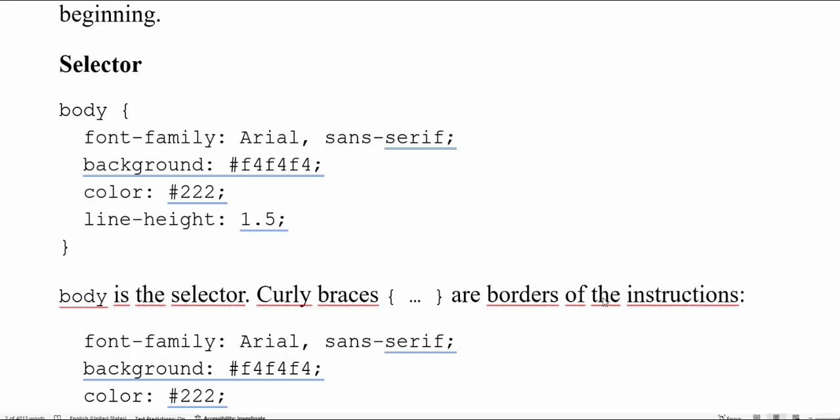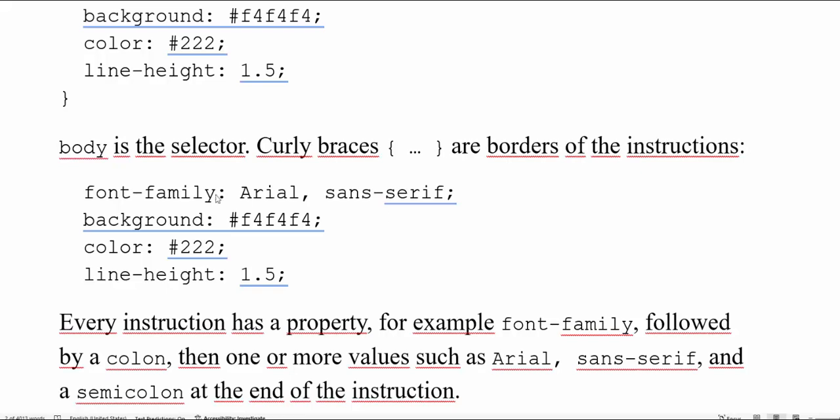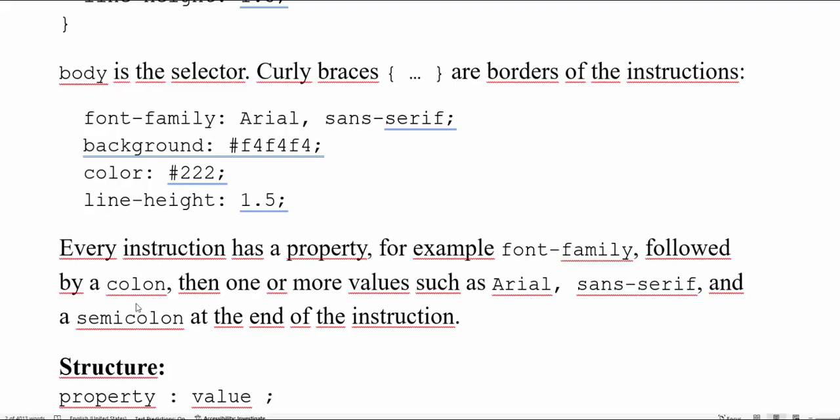Selector. Body, curly brackets, font family, background, color, line height. Body is the selector. Curly braces are the borders of the instructions. The instructions are inside the curly brackets: font family, background, color, line height. Every instruction has a property, for example, font family, followed by a colon, then one or more values, such as Arial, sans serif, and a semicolon at the end of the instruction.